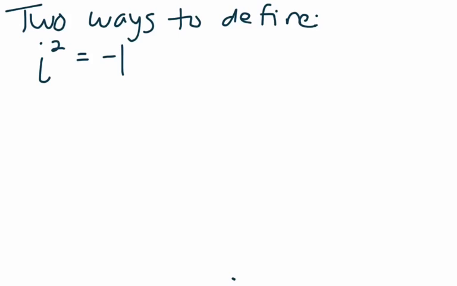The other way to define it is to say the square root of -1 is equal to i. And really these are the same thing, just written 2 different ways. If I took this and I square rooted it, I would end up with this. So it's not 2 different definitions, it's just 2 ways of looking at the definition.